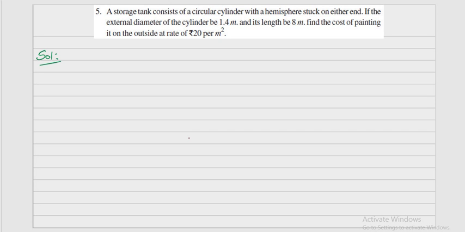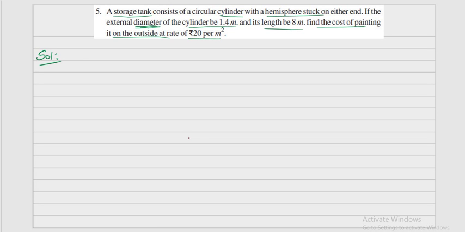So question number 5. What is given? A storage tank consists of a circular cylinder with a hemisphere stuck on either end. Already you know how a storage tank looks. It will have a cylinder and hemispheres on both sides. The external diameter of the cylinder is given as 1.4 meters and length is given as 8 meters. He did not mention the hemisphere because the diameter of the cylinder acts as the diameter of the hemisphere also. Next, what did he ask you to find? Find the cost of painting it on the outside at a rate of 20 per meter square.